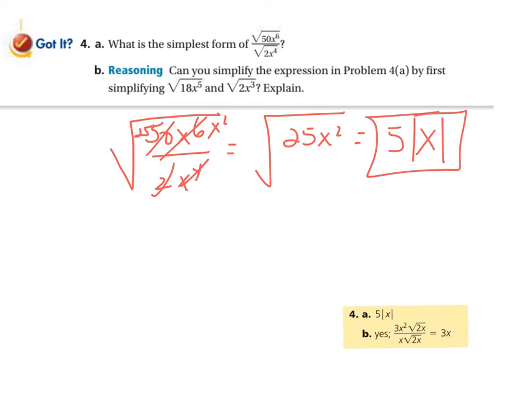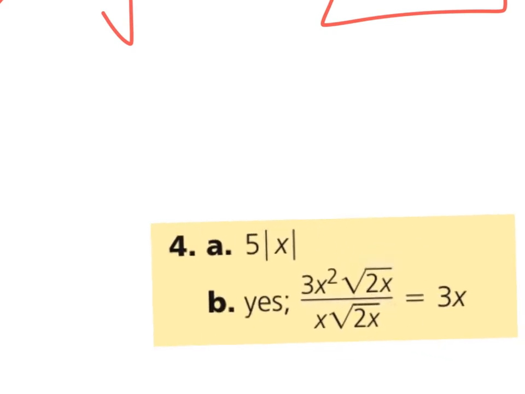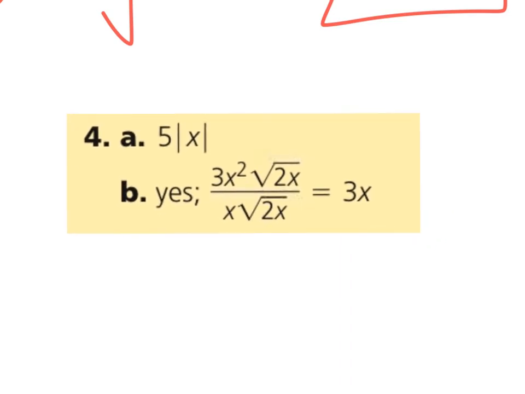Part B, can you simplify the expression in problem 4a by first simplifying each of those separately? And yeah, you can. I'll bring that up here as we take a look. There we go. Most certainly we can. So obviously we see we can cancel out, leaving the two x's, right? So simplify each one separately.